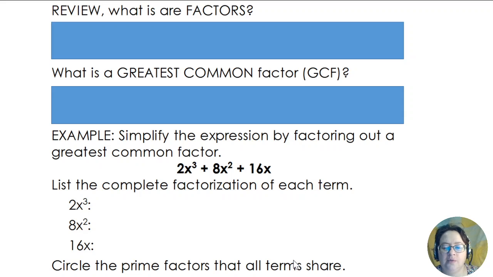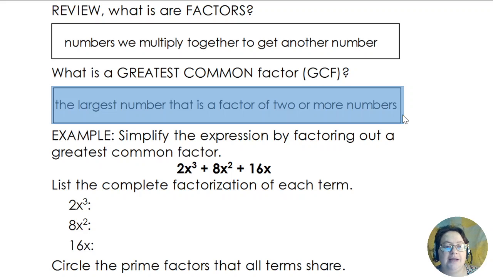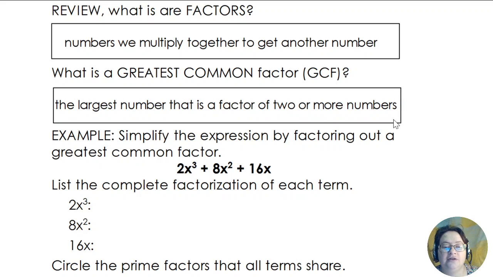So, let's take a look quickly at our greatest common factors. First, to review, what are factors? Factors are numbers we multiply together to get another number. So that means a greatest common factor would be the largest number that is a factor of 2 or more numbers. So here we've got an example.